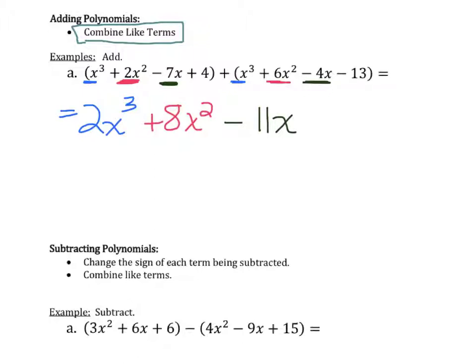And then last but not least, we have 4 and a negative 13. If I combine those, I get minus 9. So our polynomial here is 2x cubed plus 8x squared minus 11x minus 9. Let's get to subtraction.